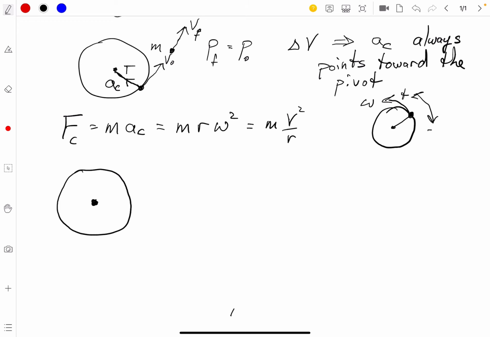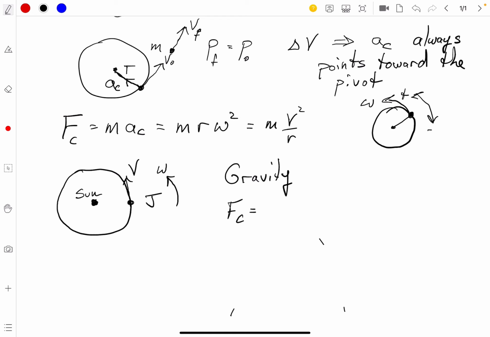Let's say this is the sun. Let's say this is Jupiter, where boys go. So there's the sun, there's Jupiter, and Jupiter wants to go in a straight line, but it can't. So it's going in a circular direction. Why? Because gravity. So gravity is our centripetal force.